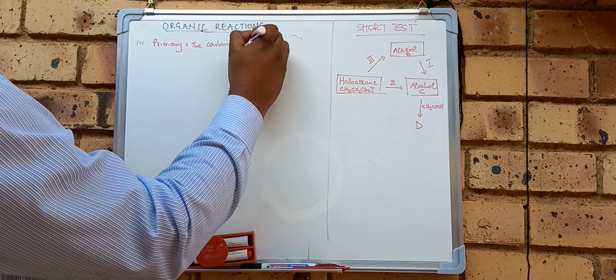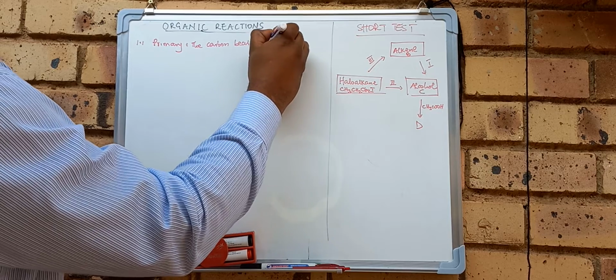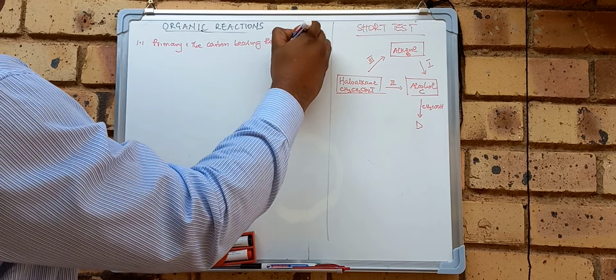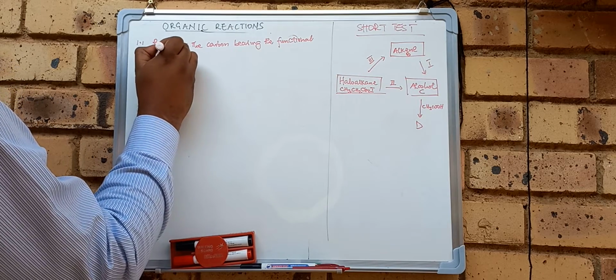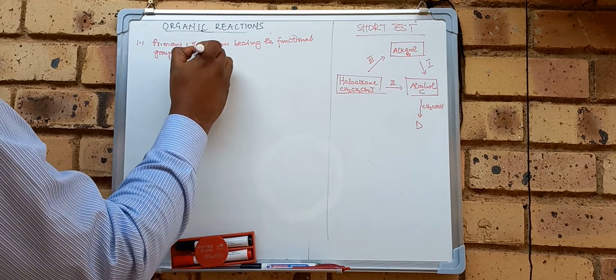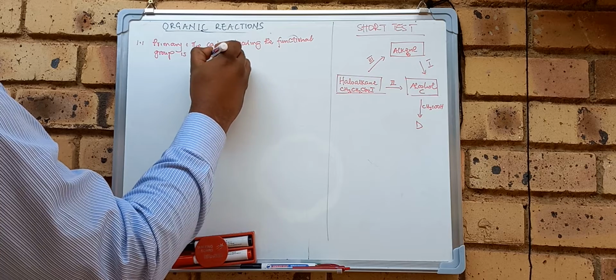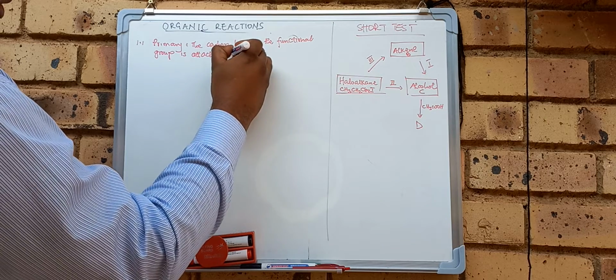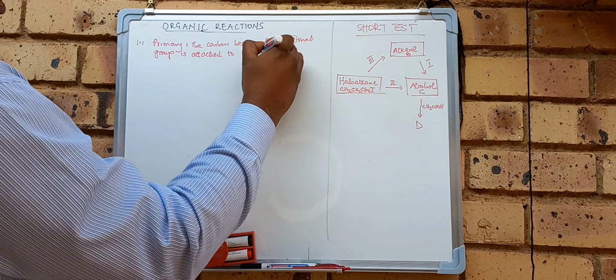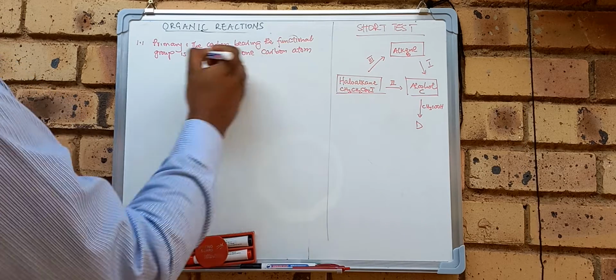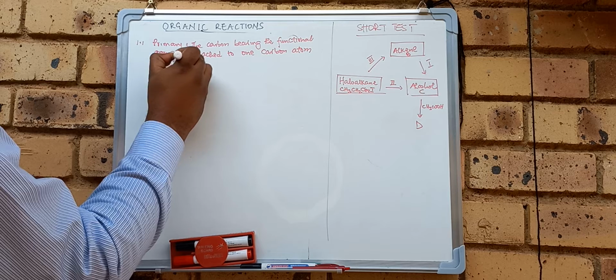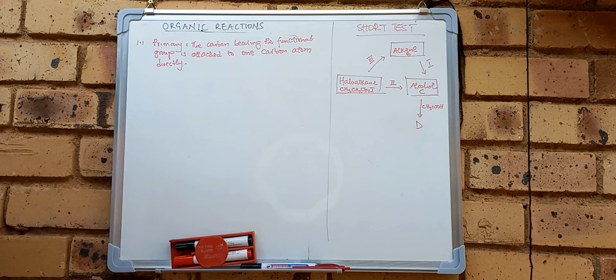And the reason being that the carbon bearing the functional group is attached to one carbon atom directly, and that's why we say it is primary.